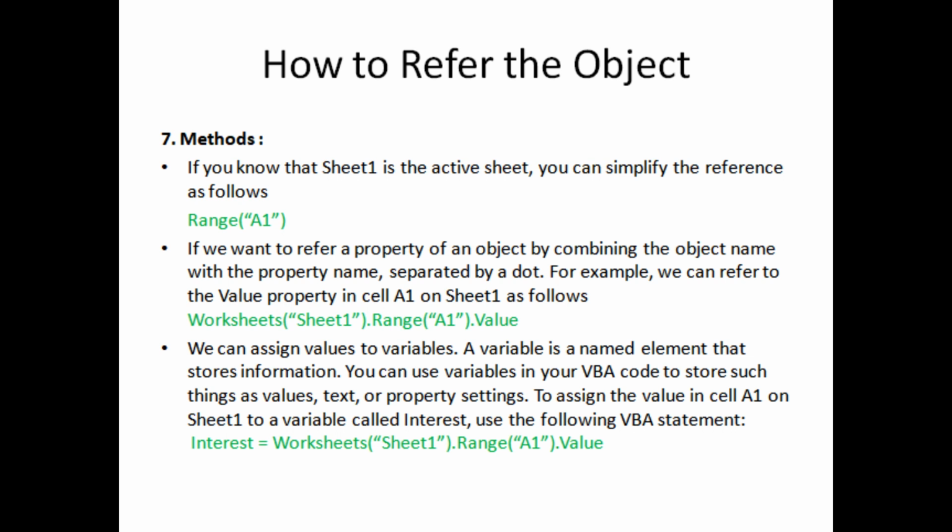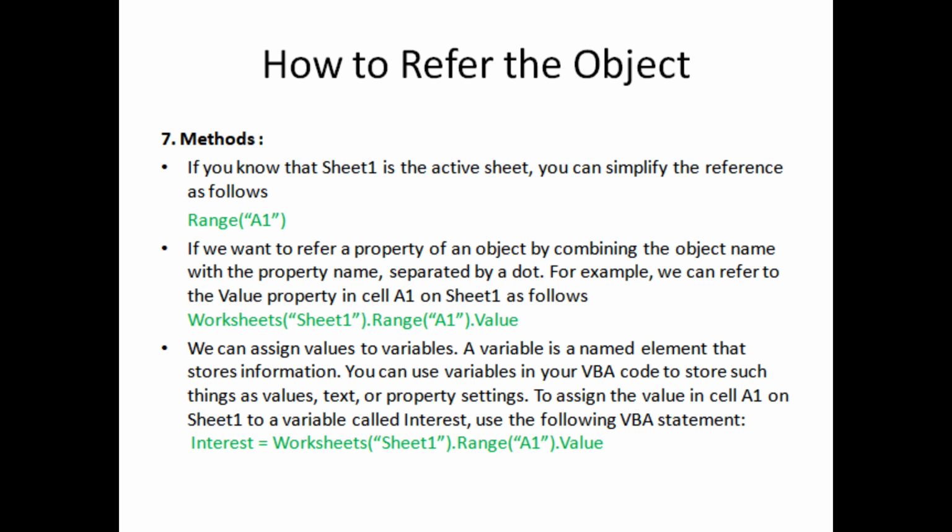For example, we can refer to the value property in cell A1 on Sheet 1 as follows: Worksheets("Sheet1").Range("A1").Value. We can assign values to variables. A variable is a named element that stores information. You can use variables in your VBA code to store such things as values, text, or property settings.